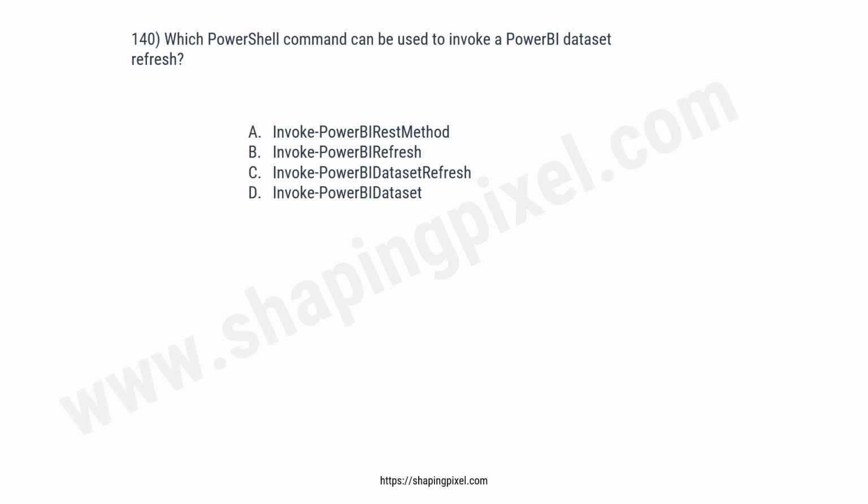Question number 140. Which PowerShell command can be used to invoke a Power BI dataset refresh? And we have four options. Option A, Invoke-PowerBIRestMethod. Option B, Invoke-PowerBIRefresh. Option C, Invoke-PowerBIDatasetRefresh. And option D, Invoke-PowerBIDataset. So the right answer here is option A, Invoke-PowerBIRestMethod.